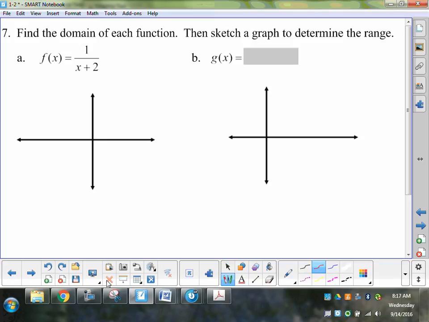So now, without even graphing this, I already know that the graph at -2 is going to have what's called a vertical asymptote. Have you heard asymptotes before? Okay. It's called an asymptote.